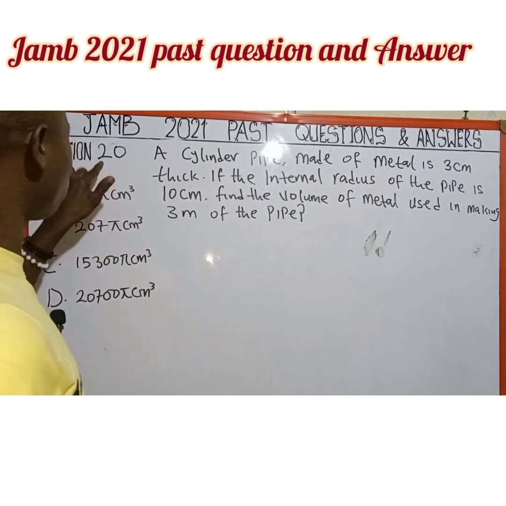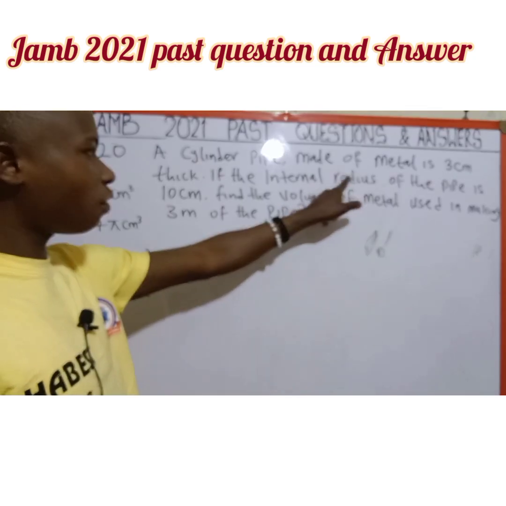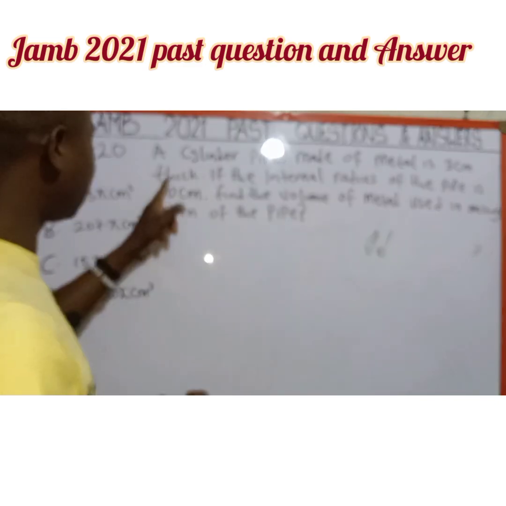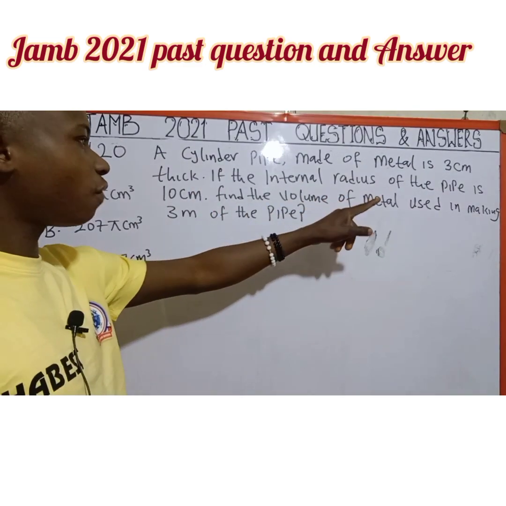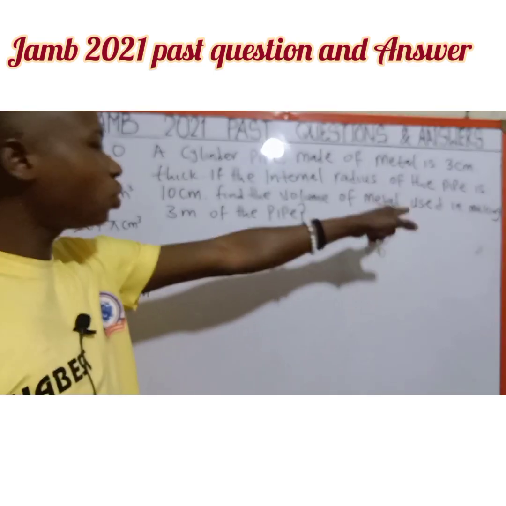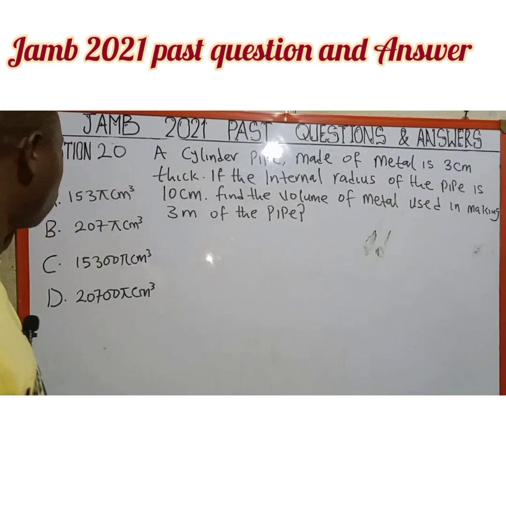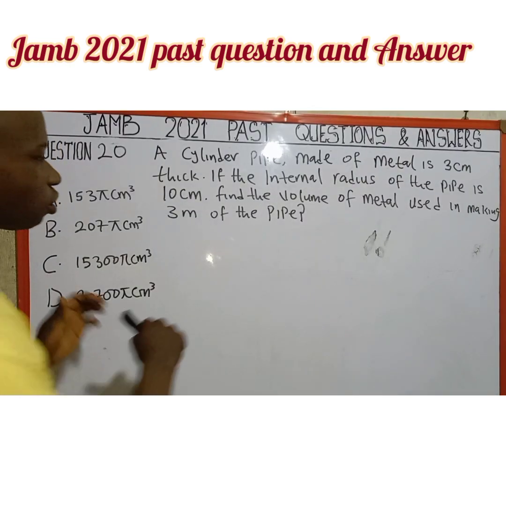2021 past question. Question number 20 reads, a cylindrical pipe made of metal is 3 centimeters thick. If the internal radius of the pipe is 10 centimeters, find the volume of metal used in making 3 meters of the pipe. And we have the available options A to D. So let us not waste time.